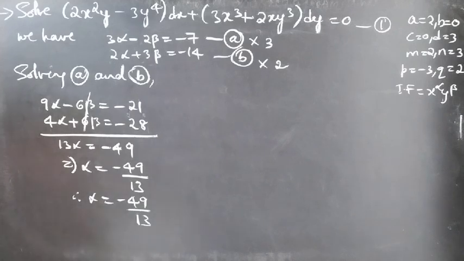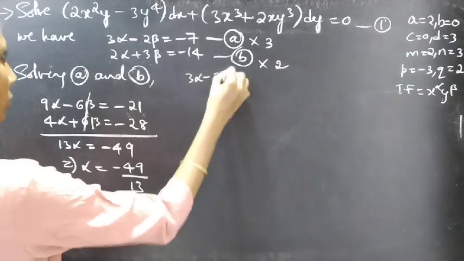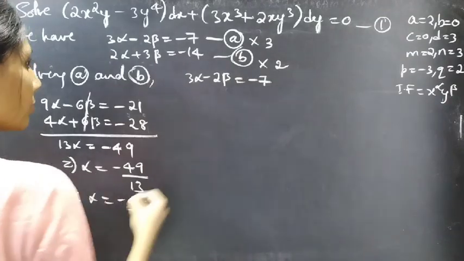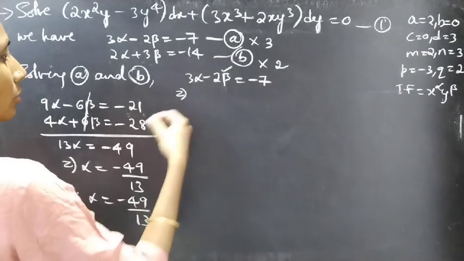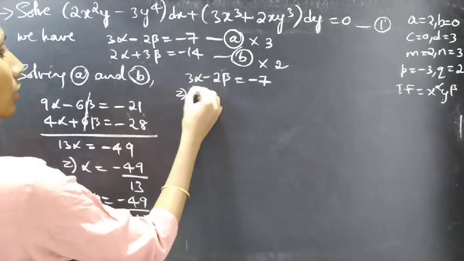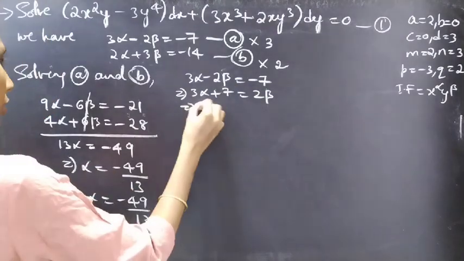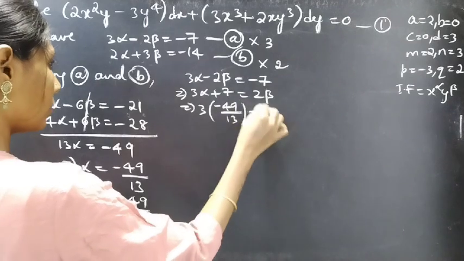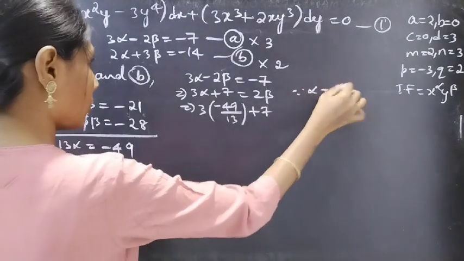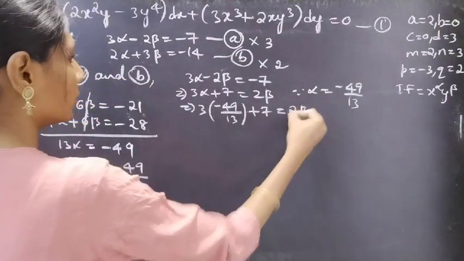Now put this alpha value in any of these two equations. So let's begin with the first one. I'll show you for the two equations. Okay, so we are having the value of alpha, right? Let's take this 2 beta to RHS and bring this minus 7 to LHS. Then you'll get 3 alpha plus 7 equal to 2 beta. Now substitute the value of alpha. Since alpha equal to minus 49 by 13, okay, equal to 2 beta.